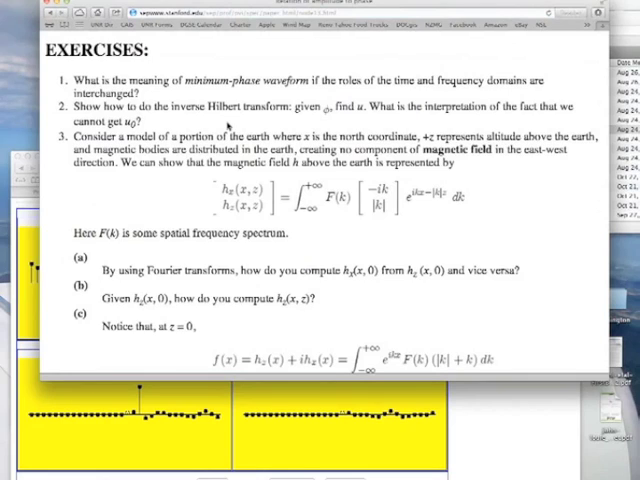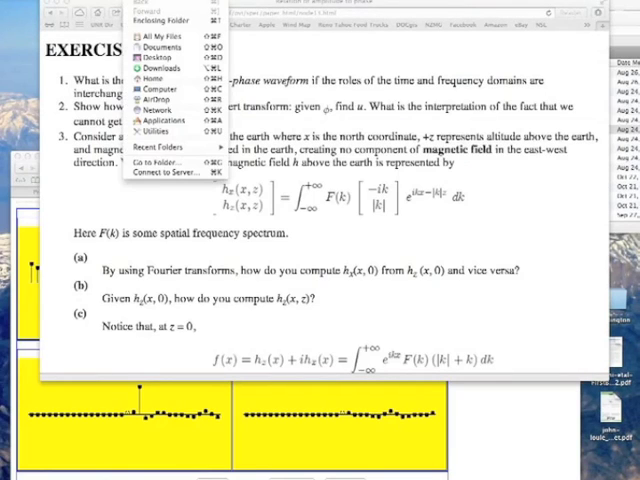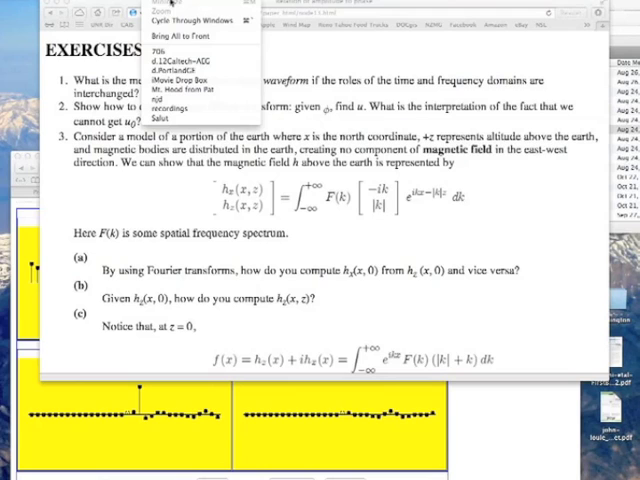Okay. So here, the idea is to reverse one of the expressions that I give you. I show you how to do the Hilbert transform. Let's see. Window. Okay.